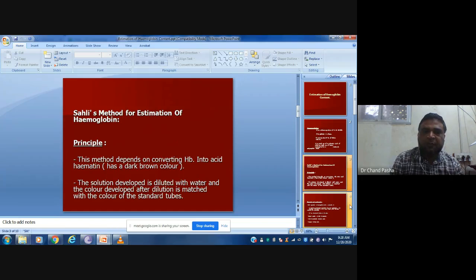Generally for estimation we will be using Sahli's method. The principle of Sahli's method is conversion using acid. By using the acid, we convert the hemoglobin into hematin. Red colored hemoglobin will be converted into hematin, which is brown in color.